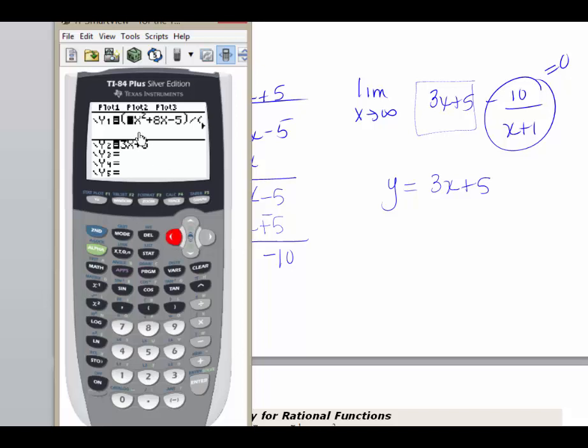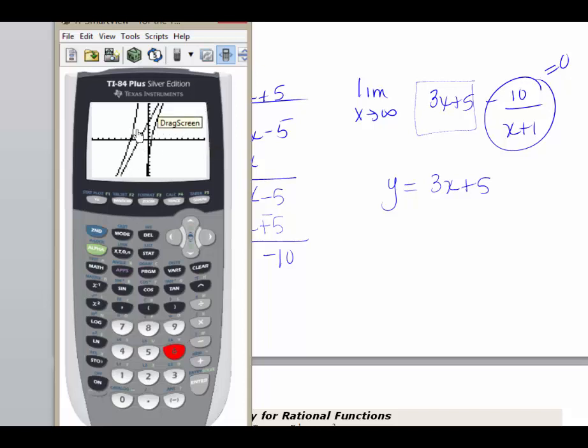So I've got y equals 3x squared plus 8x minus 5 in the numerator, close the parentheses, and then we would divide that by the x plus 1. And then in y2, type in the 3x plus 5, and then we'll just do a zoom 6. We'll do a standard graph, and we can see the function, and now we can see the asymptote.